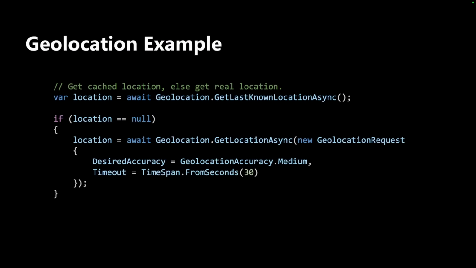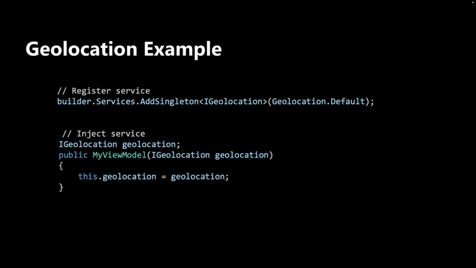So for example, if you wanted to have access to geolocation, you can use the geolocation class to get the last known location or request the location asynchronously. That will also prompt for permissions on each platform. The cool part is that .NET MAUI also has full dependency injection support as well. So you can register the IGeolocation API as a singleton and pass it in and inject it through your view model or through your page. So you have full access. So if you're coming from the world of ASP.NET Core, all of that dependency injection and constructor injection is all available for you as well, which is great.